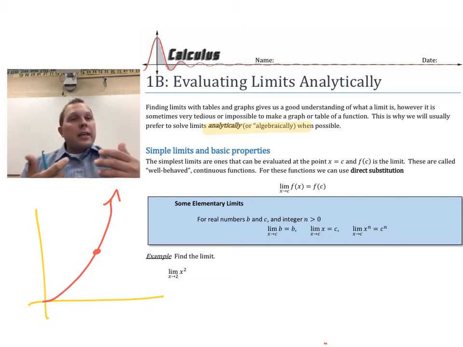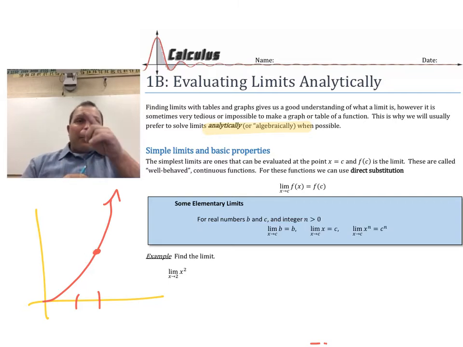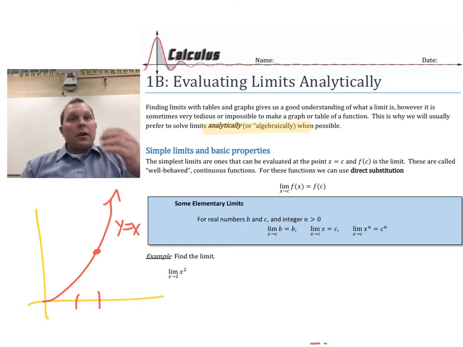So the key is this: the easiest scenario is if we can just plug in the x value. So if we have y equals x squared, and we're approaching an x value of 2, well, the y value, as we'll see, is just going to approach 4 because we can just plug that in. That's what we call direct substitution.